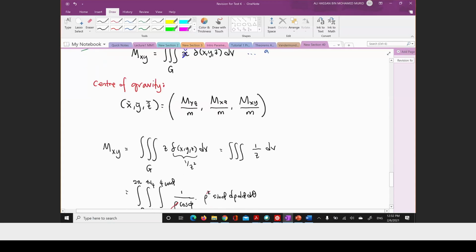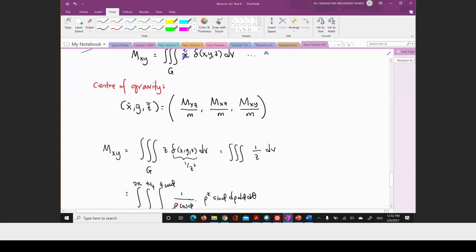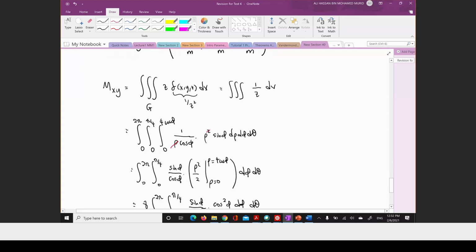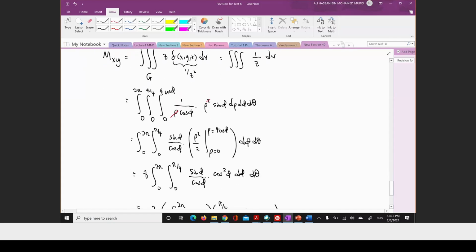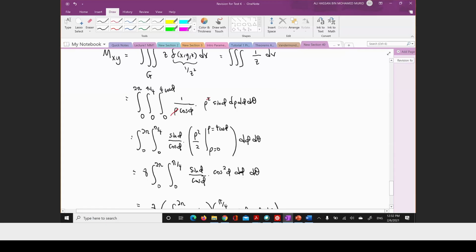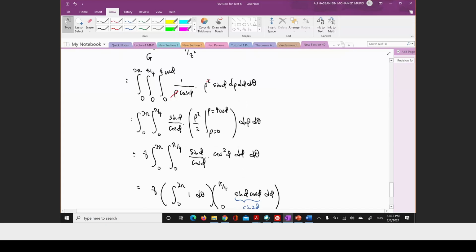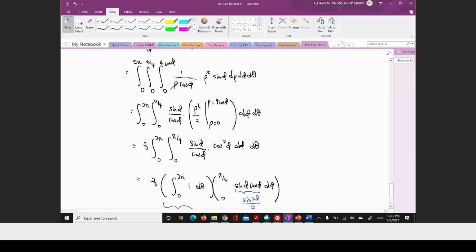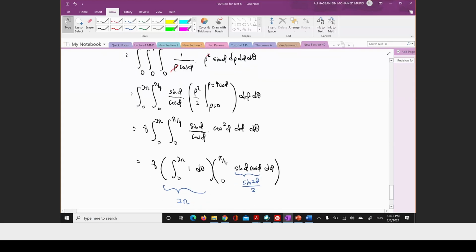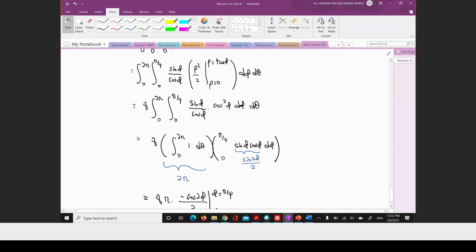Z times delta. Delta is 1 over z squared, so that is correct. 1 over z, that is correct. This is also correct. And we integrate rho, we get rho squared over 2, so that is also correct. Then we do the substitution, so we get 16 cosine squared phi. Divide 16 over 2 is 8, so that is also correct.